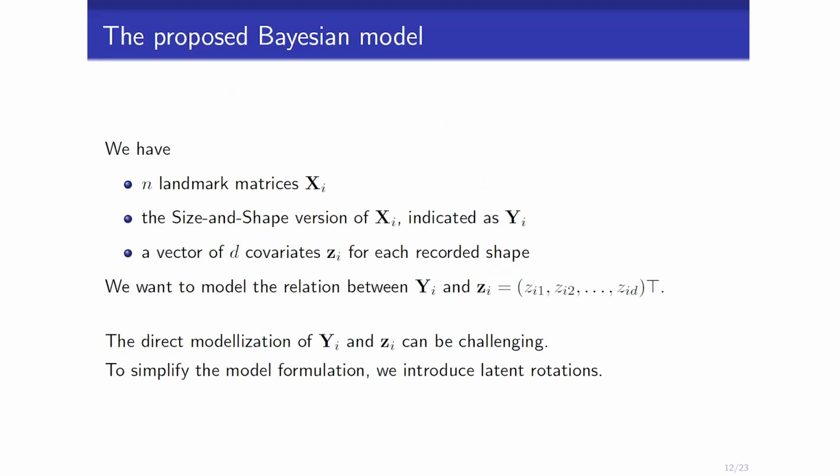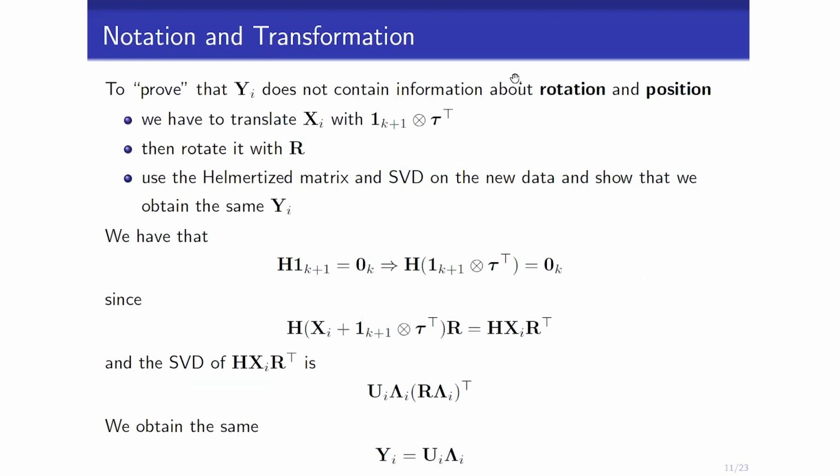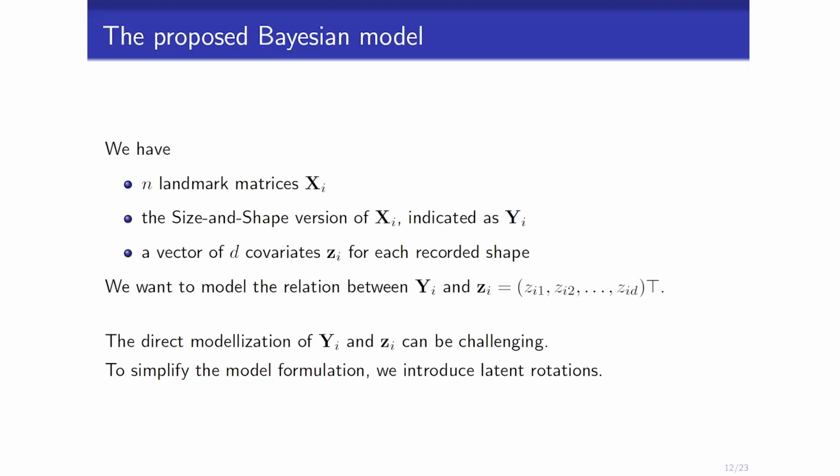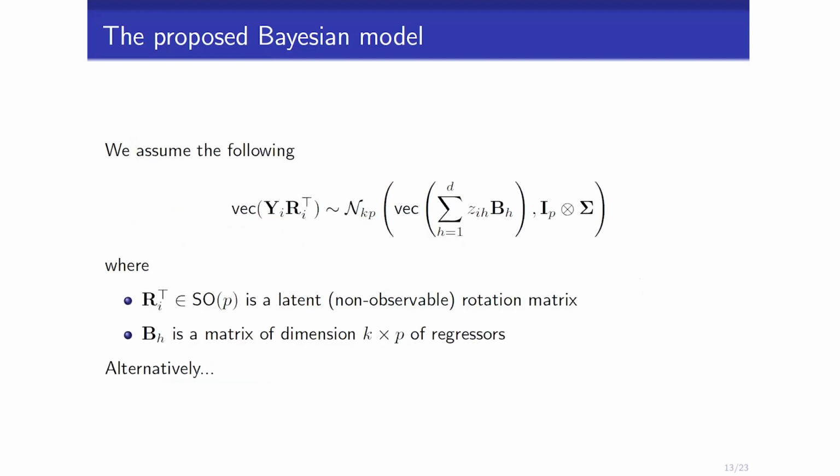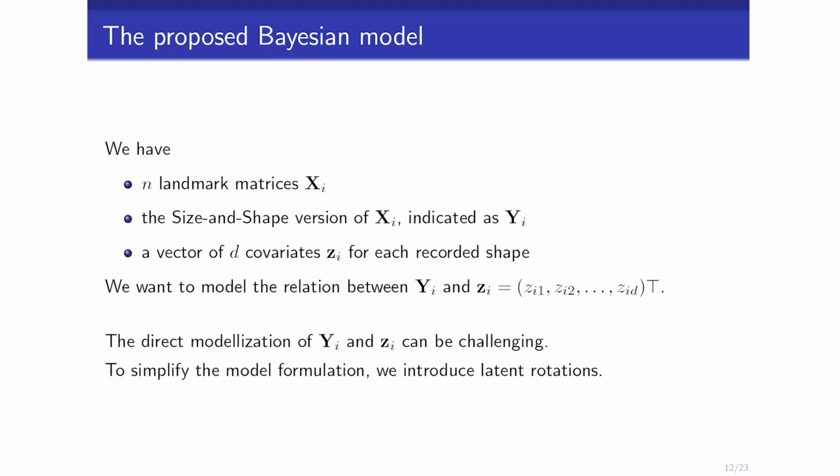We have defined the data. We have X, we have our data Y, and now we want to model the relation between the size and shape and some covariance. Well, that's really hard, because how do you define a link between the size and shape object and the original covariance? In Bayesian statistics, it's quite easy to do.